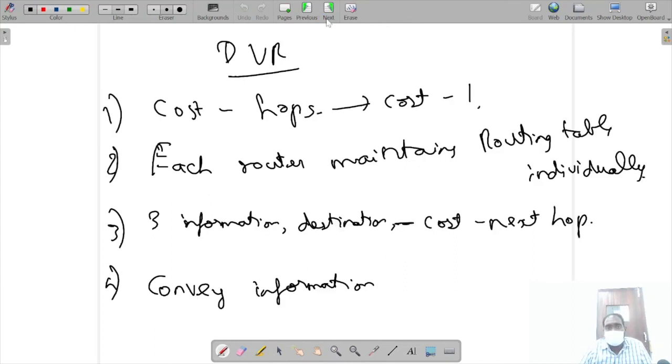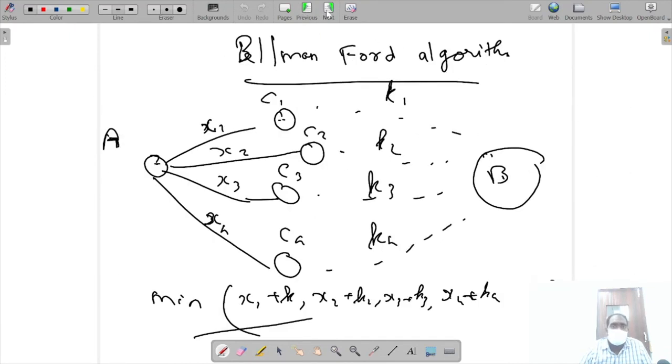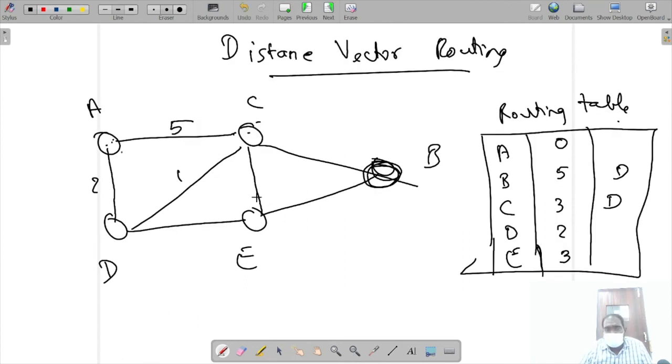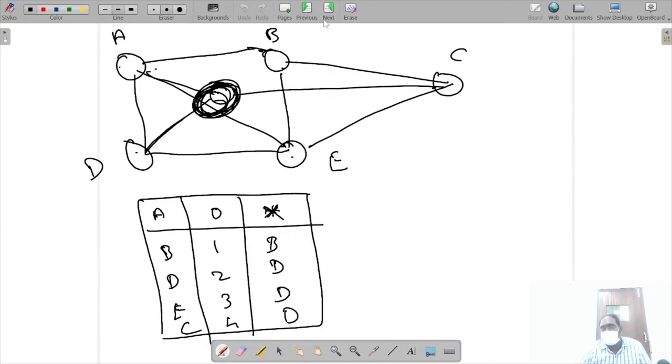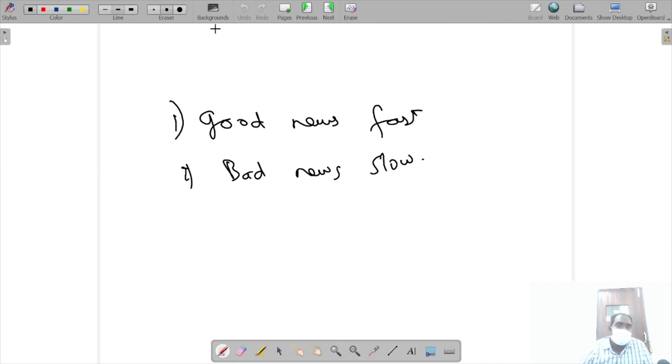And when we are using distance vector routing, we should take care of a few things. Each router should store three pieces of information, that is the destination, the cost to reach the destination, and the next hop. And the cost in this network is the number of hops, and we also can define infinity. And whenever we get some information, we share it with the neighboring router so that they can also update their routing tables. The main problem with DVR is good news travels fast and bad news is very slow.